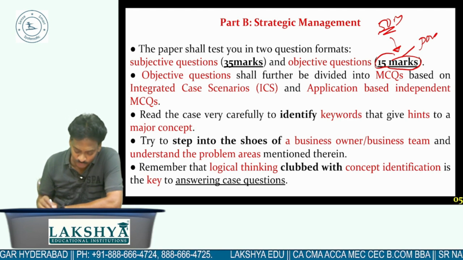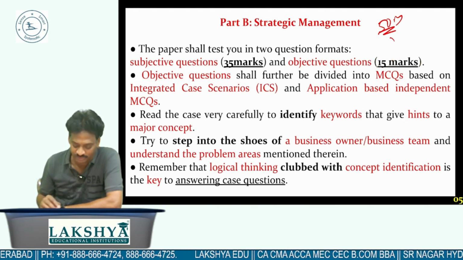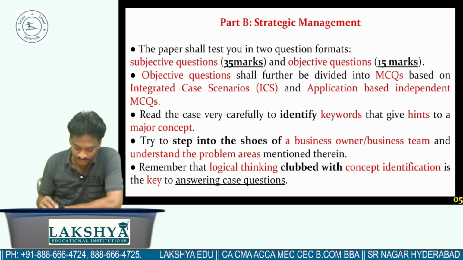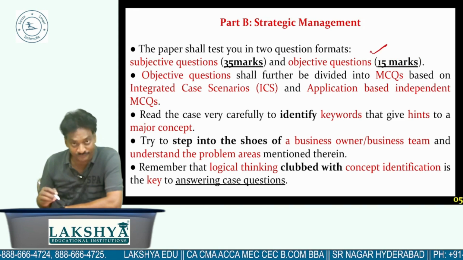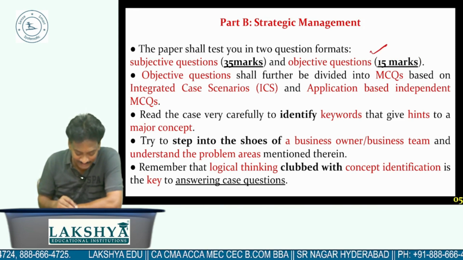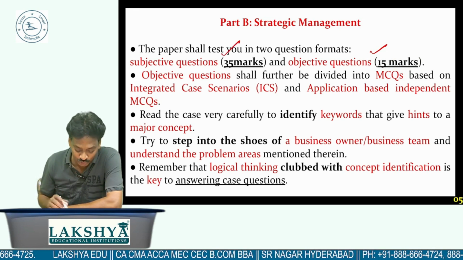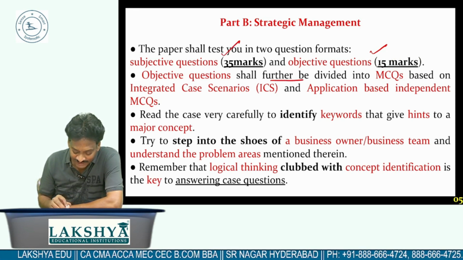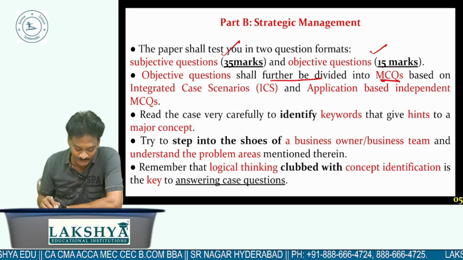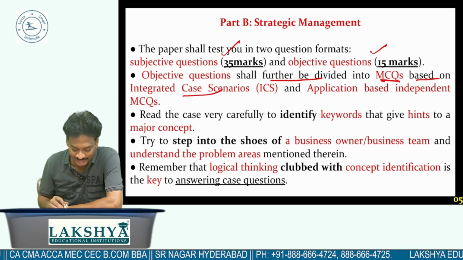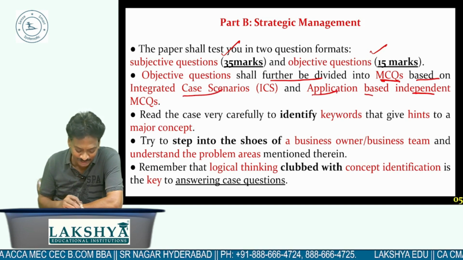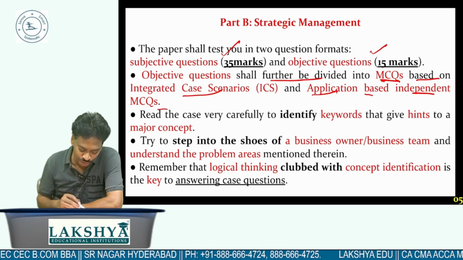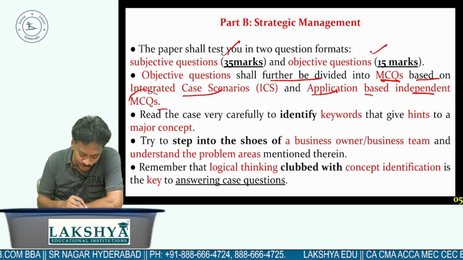So how are we going to deal with this paper when it comes to examination? Initially the paper is for 15 marks and the rest of the part is for 35 marks. When it comes to objective, they are further divided into MCQs which are based on integrated case scenarios, and application based independent MCQs. So you need to go through these MCQs first.